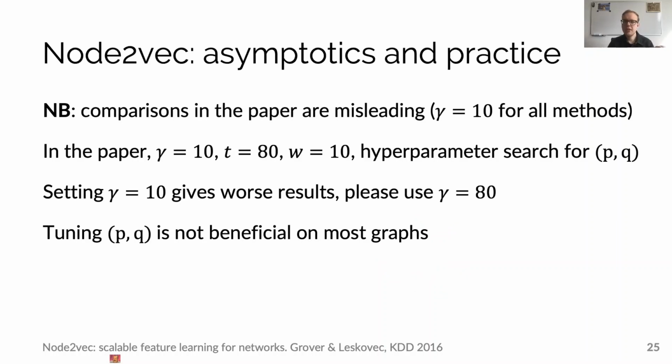The comparisons in the paper are actually misleading, so they use the lower number of walks per node for all methods, which brings DeepWalk down quite a bit. And they do hyperparameter search for P and Q combinations. In practice, though, if you are not concerned with beating other algorithms with the worst parameters for them, please use gamma equal 80. And I have observed that tuning P and Q is not really beneficial in most graphs. There are some cases where it's not the case, but most likely, if you just need a good unsupervised performance, you don't need to tune P and Q.